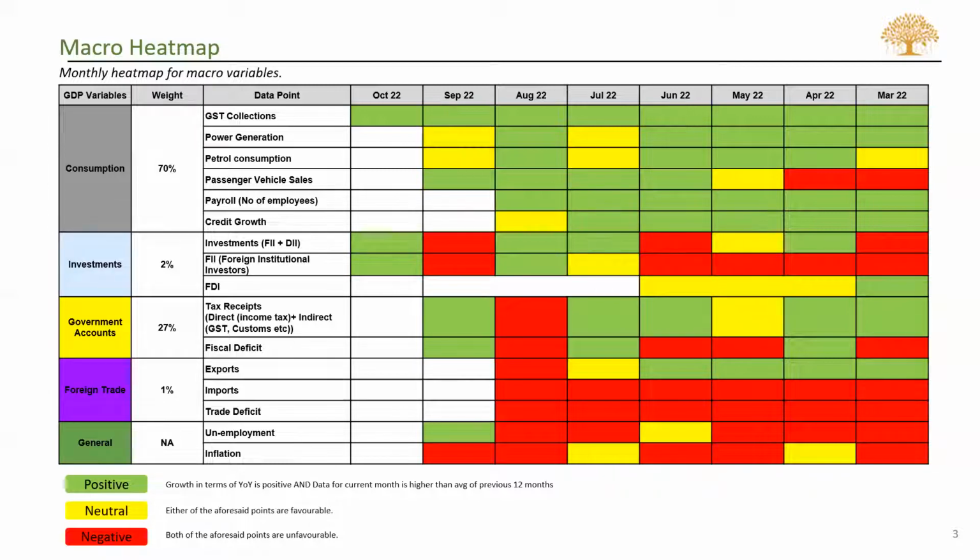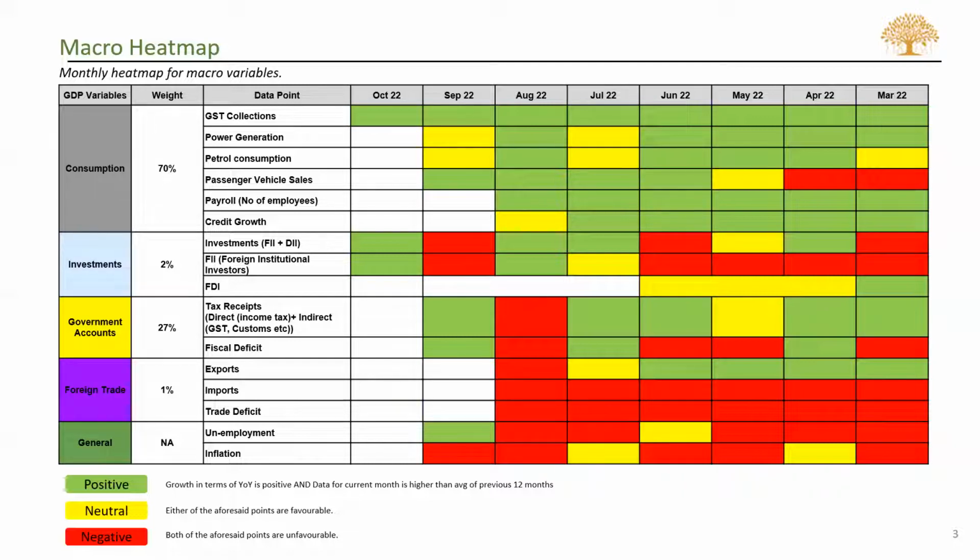Yeah. So when it comes to the green part, what we try to say is that the growth in terms of YOY, basically compared to this month of the previous year, is higher, and the data for the current month is higher than the average of the previous 12 months. If you see a color coding of yellow, it means that one variable is positive while the other is negative. And if we see red, it means that both the YOY is negative and the data for the current month is less than the average of the previous 12 months.